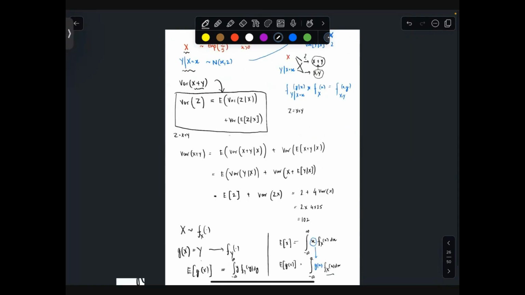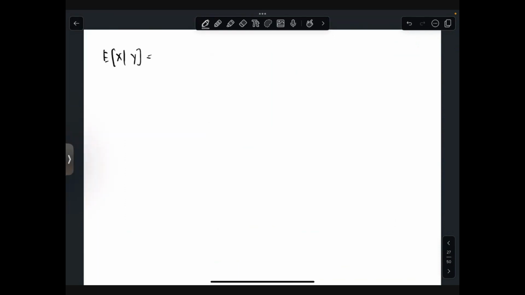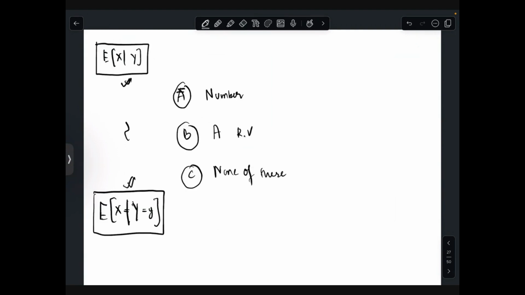When can you write the expectation of x given y, expectation of x? So first, do you know what is the meaning of expectation of x given y? That's my question. Who knows the meaning of expectation of x given y? That's the main question. So let's try to understand what this is. So expectation of x given y is equal to y.